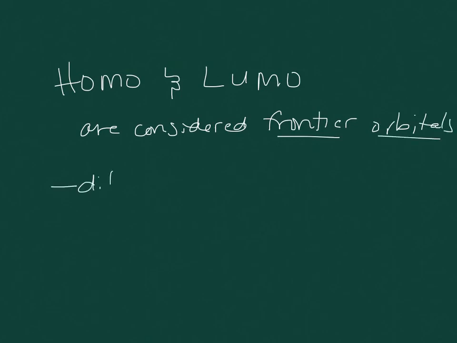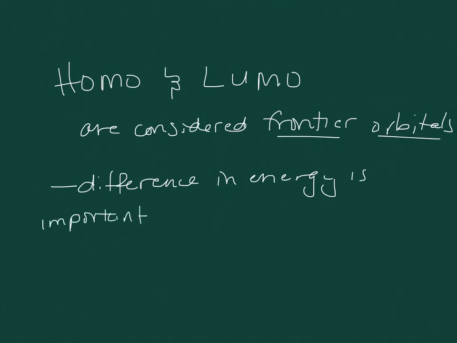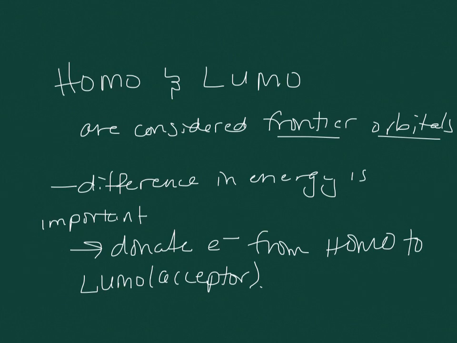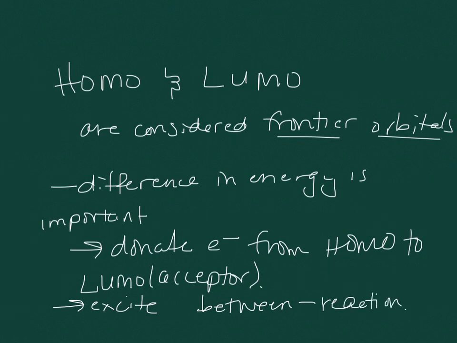The difference in energy is important because we can donate electrons from the HOMO to the unoccupied LUMO. So the LUMO is the acceptor. We will see this interaction in a given molecule and between molecules. So when it's in a given molecule, we're looking to excite the molecule, and when it's between, you're often getting a reaction. So this is going to conclude section 17.3.